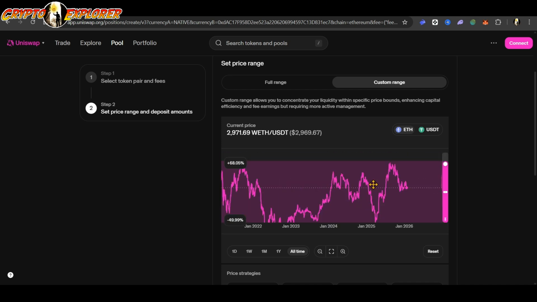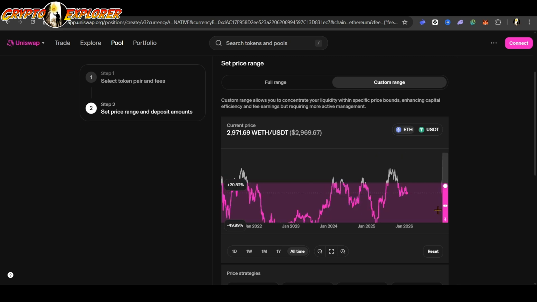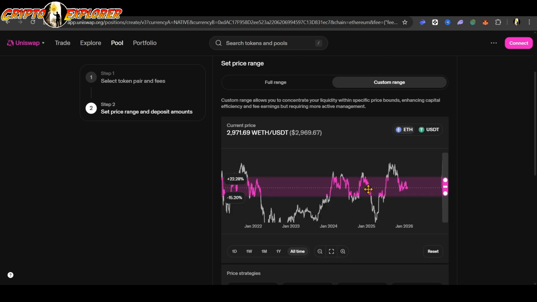Because sometimes if you go with something like this and you make it a bit more narrow, you see the white lines whenever the price went out of your range. Your liquidity is still there, but it goes into dormant mode. It will not generate fees. So here, back in January 2022, it was generating fees, then the price went down.